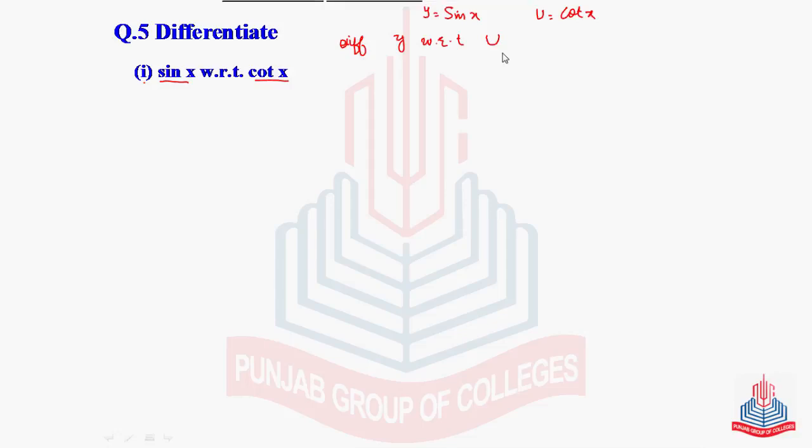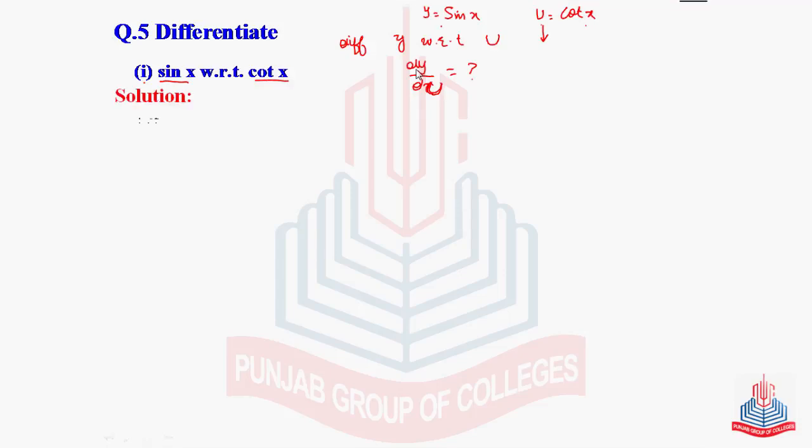So when we apply differentiation of y with respect to u, we have to just calculate dy by du. This is the final requirement. But y is a function of x, so from here we have to calculate dy by dx, and u is also a function of x, so from here we have to calculate du by dx, and then applying chain rule to both of these two derivatives, we will calculate dy by du.